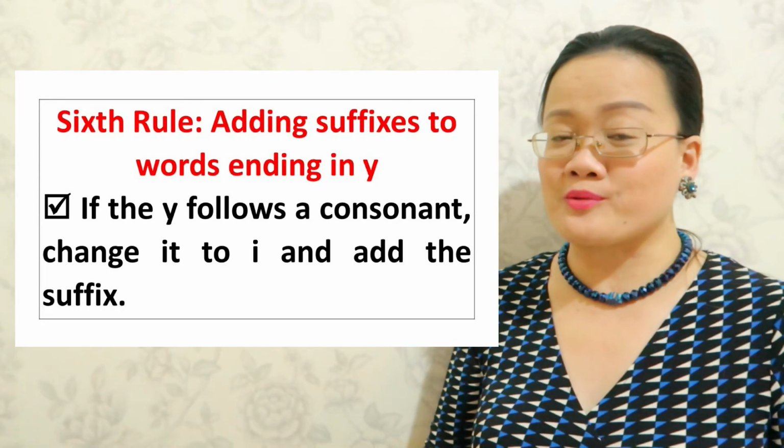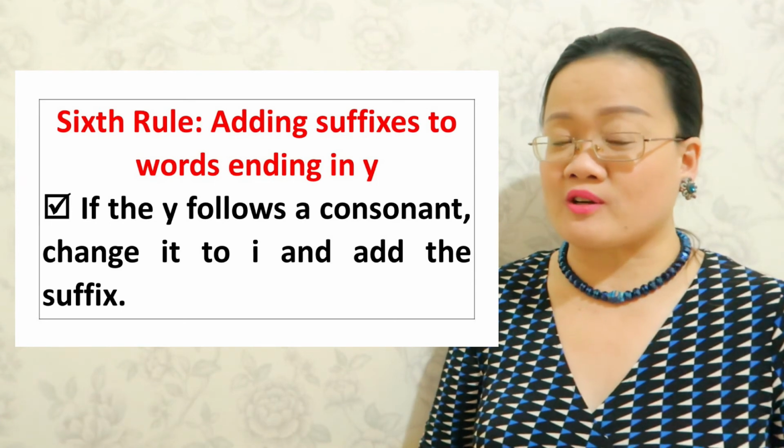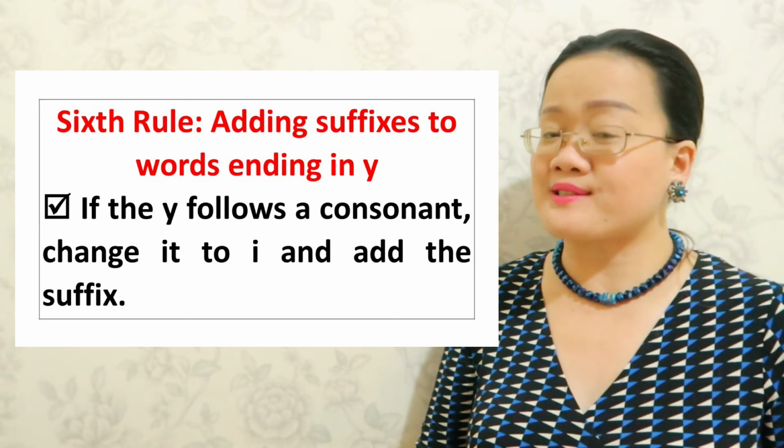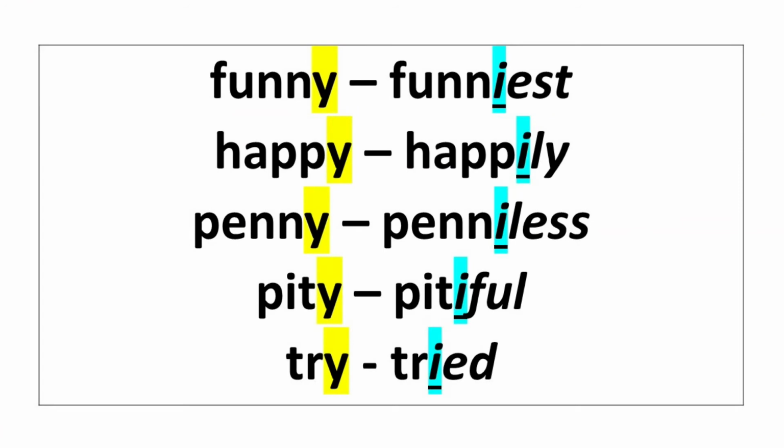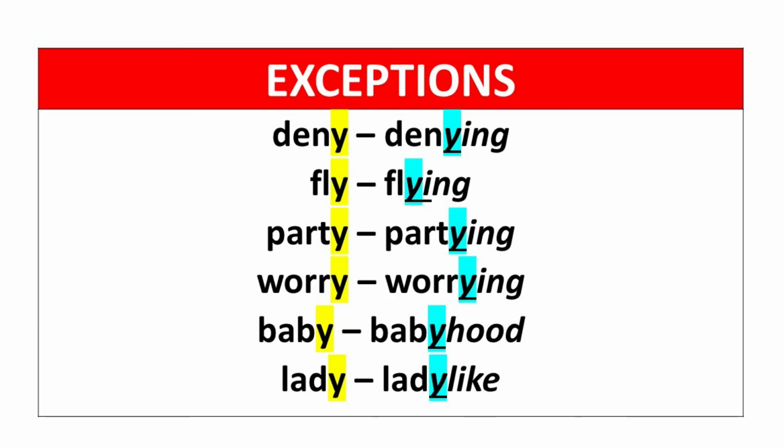The second point of this rule tells us that if the Y follows a consonant, change it to I and add the suffix. For example, funny, funniest, happy, happily, penny, penniless, pity, pitiful, try, tried. There are also exceptions in this rule. We use certain suffixes such as ing and keep the Y. For example, deny, denying, fly, flying, party, partying, worry, worrying. We also follow the same rule when using certain suffixes. We have baby, babyhood, lady, ladylike.